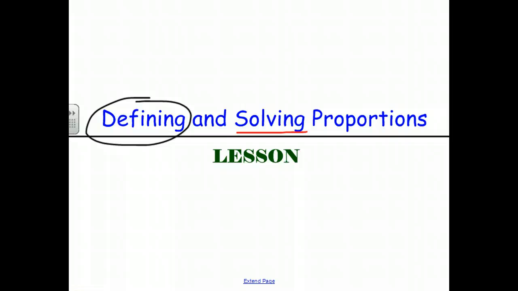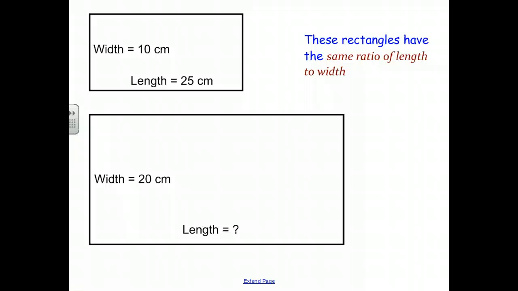So what I want to look at first is two different rectangles. And we know that these rectangles have the same ratio of length to width. That is, if we set the length and the width of the smaller rectangle, which we'll call rectangle 1, and we'll call this rectangle 2. If we set the length and width in a ratio, that same ratio would have to be true for the length and width of rectangle 2.